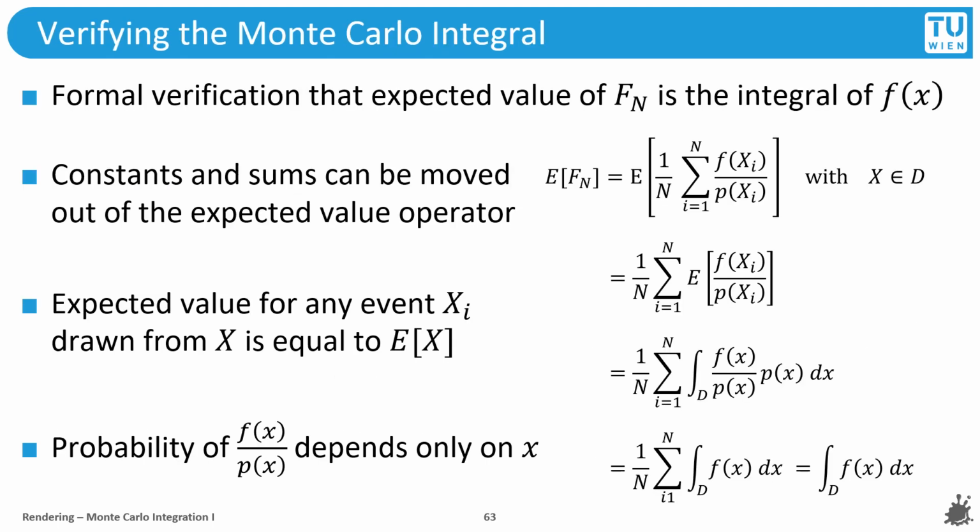For the sake of completeness, we also provide a formal verification that the estimated value of Monte Carlo integration is in fact the integral. We use the fact that expected values of sums are equal to sums of corresponding expected values, and that constants can be moved out of an expected value. Finally, the expected value for an event of a random variable is equal to the expected value of the variable itself. Thus we can insert the continuous formulation for the expected value of x and find that, in fact, we arrive at the integral of f of x.